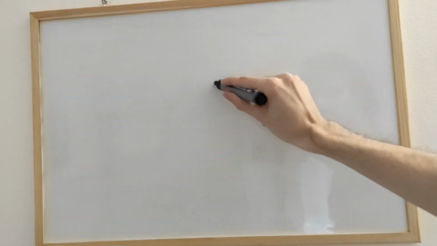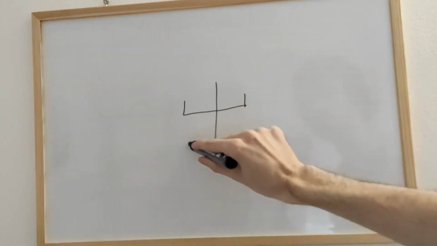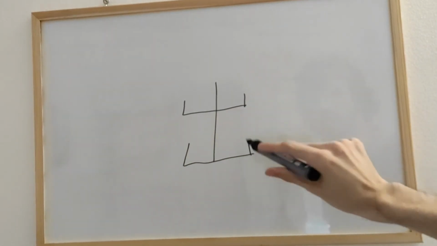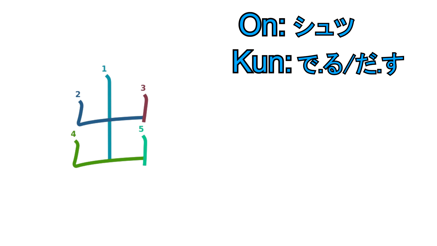The final kanji for today is exiting. If you want to be crazy, you can try to remember this kanji as a middle finger coming out of the box. The on reading for this kanji is shutsu. The kun readings are de and da.